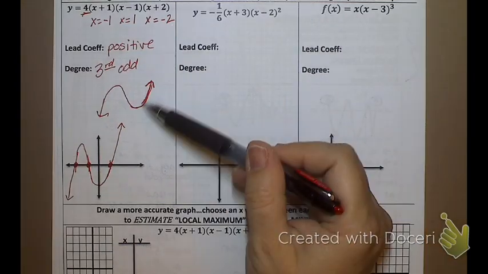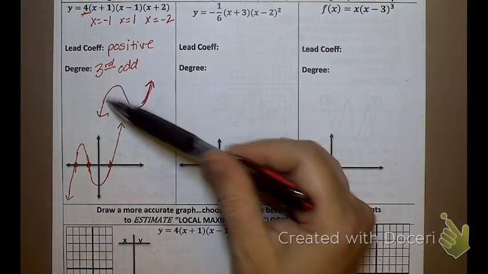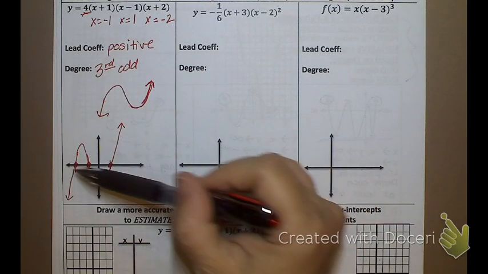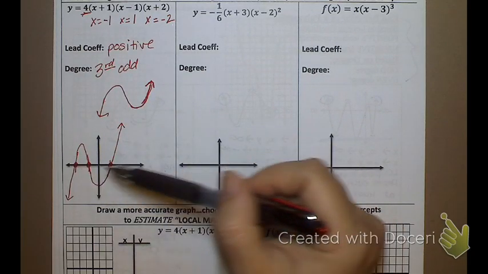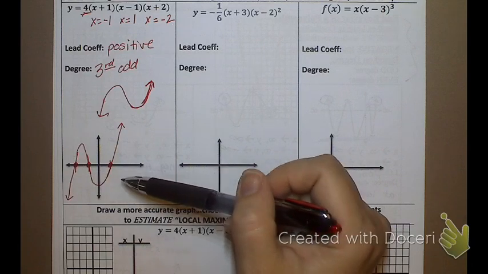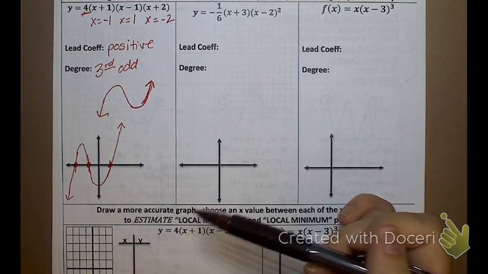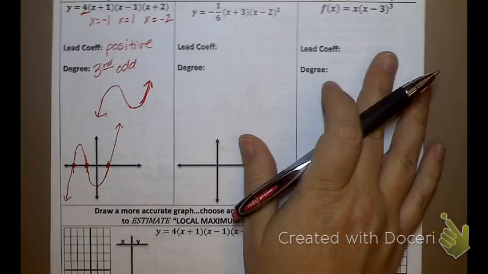So I took my stick people drawing, the very rough sketch, and gave it at least a little bit of accuracy with regards to width by using those intercepts. You okay with that? All right, let's do it on another one.